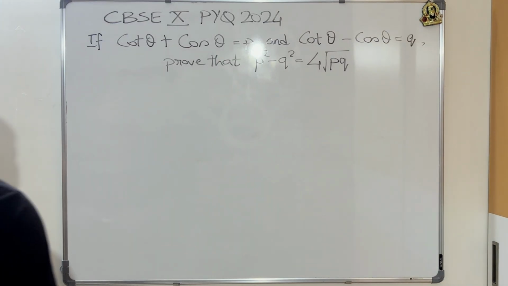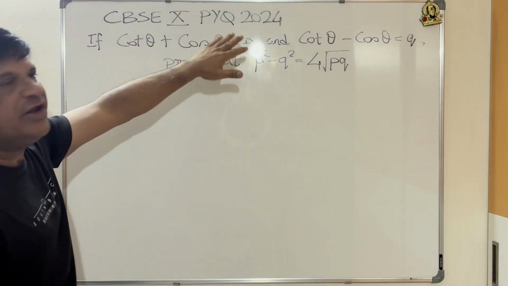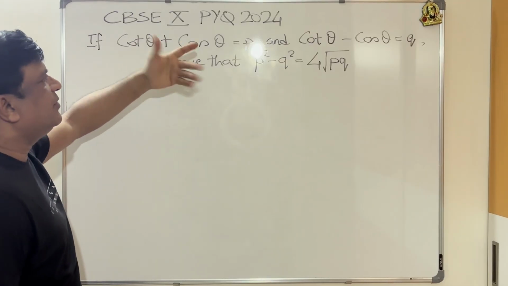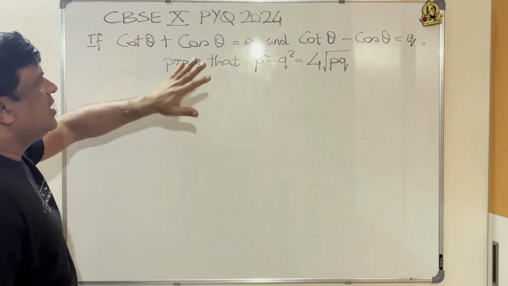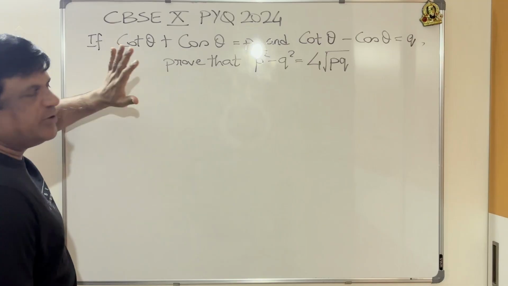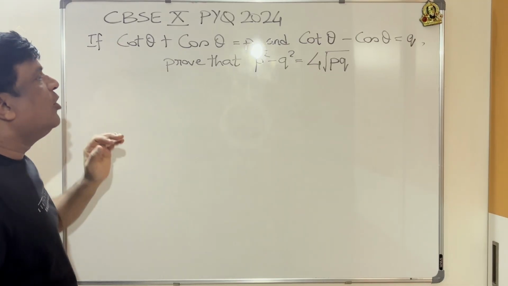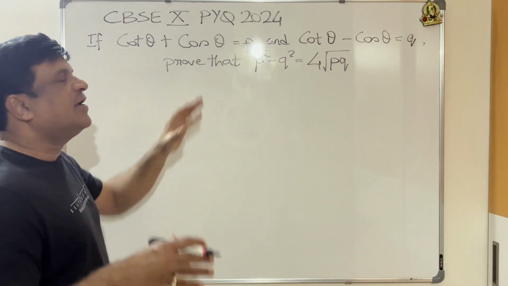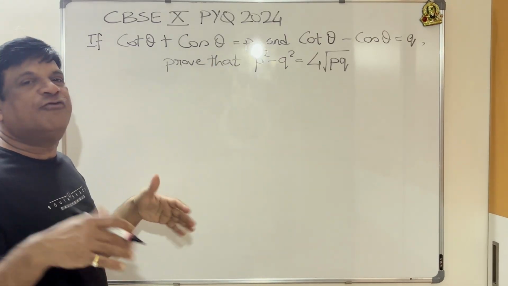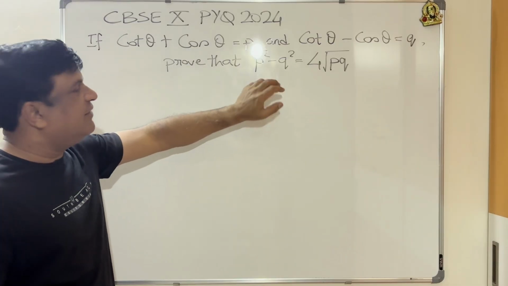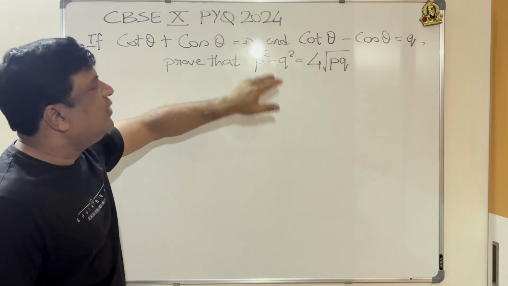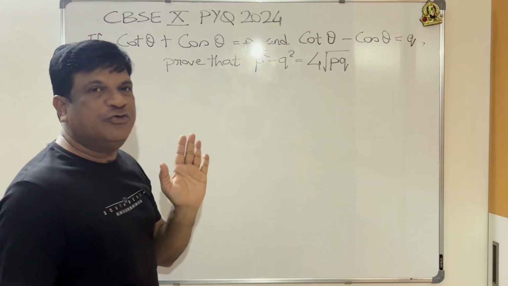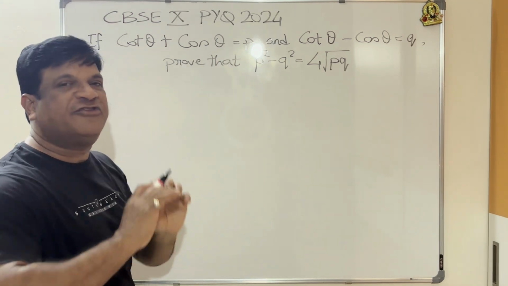So we have this PYQ from 2024, class 10, in one of the papers, in one of the patterns which they have given. Look at the problem. What do they say? This is a trigonometry problem and they're asking us to prove. So remember one thing, whenever you get proofs in your exams, it becomes much easier. You don't have to find the answer. The answer is already given. You need to just calculate and prove that this is equal to this. So you're sure that your question is correct.